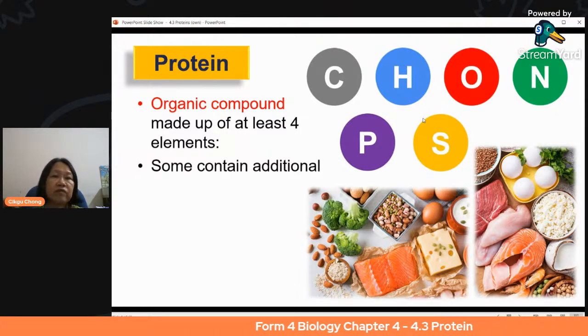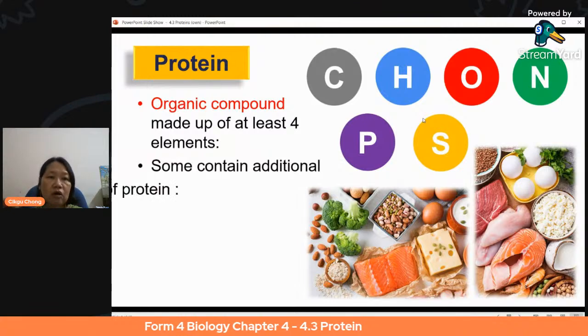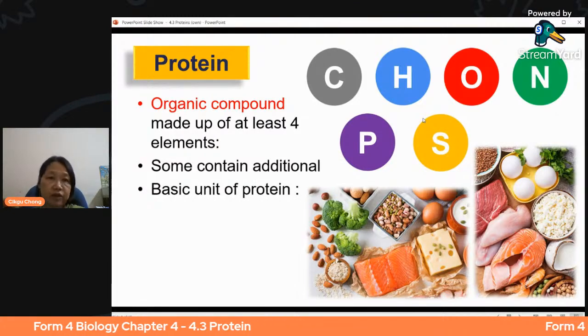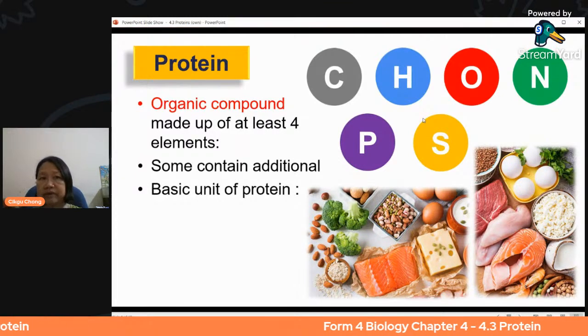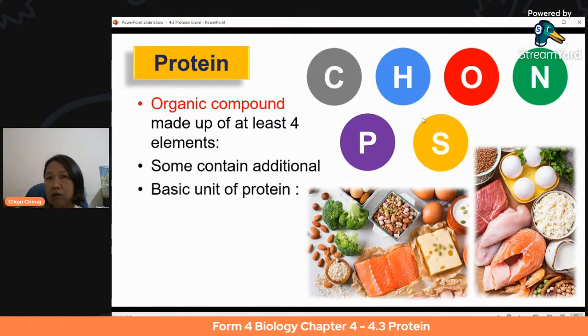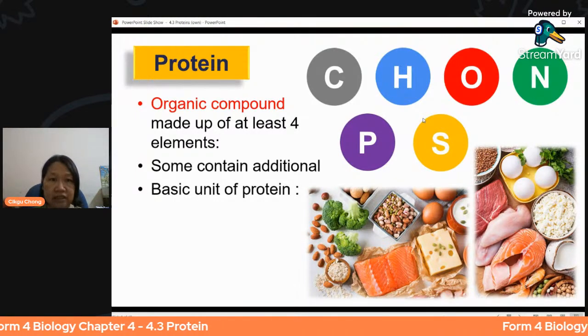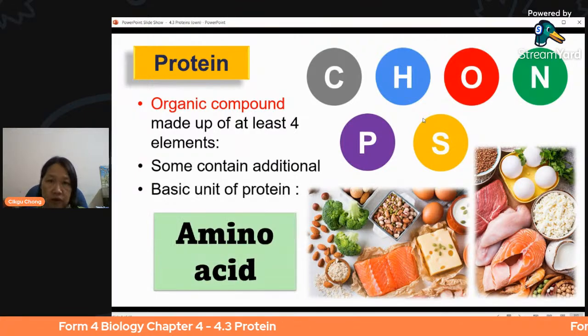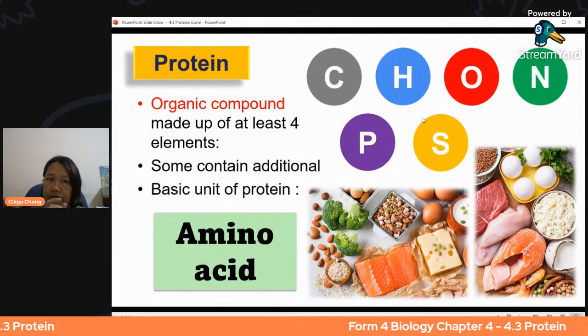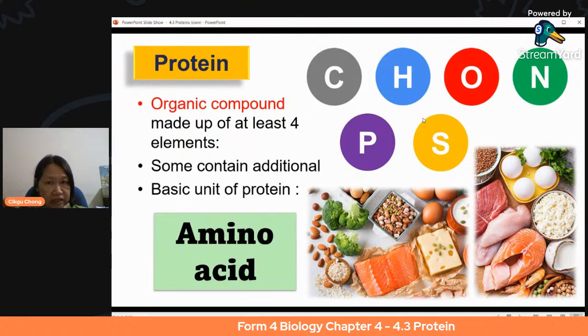Whatever protein you are talking about, every one of those protein molecules is made up of a basic unit. This basic unit is the small unit that makes up the larger molecule called protein. If you break down protein, the smallest functional unit is, I think most of you will know it, called amino acid. So the smallest unit of protein is always the amino acid.